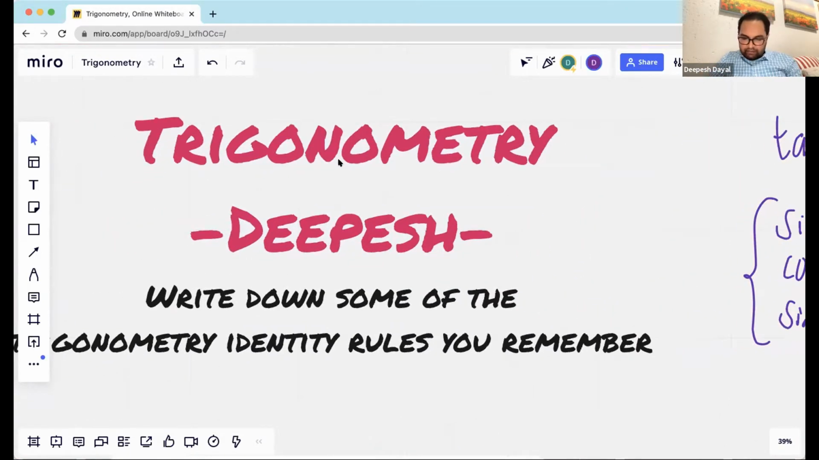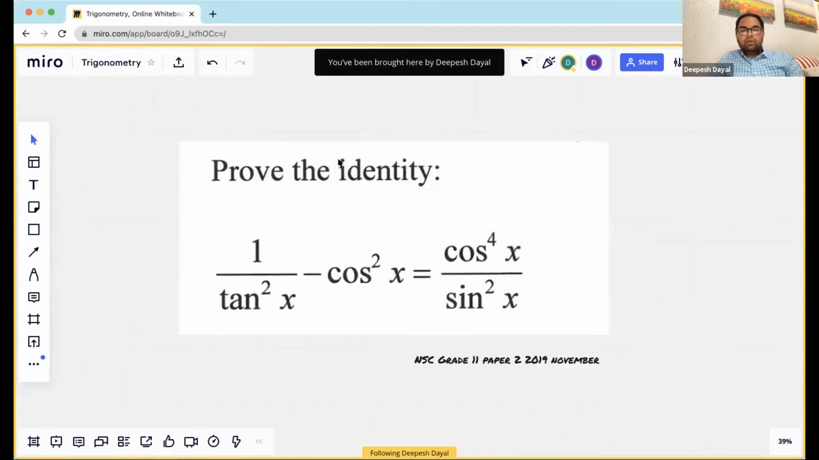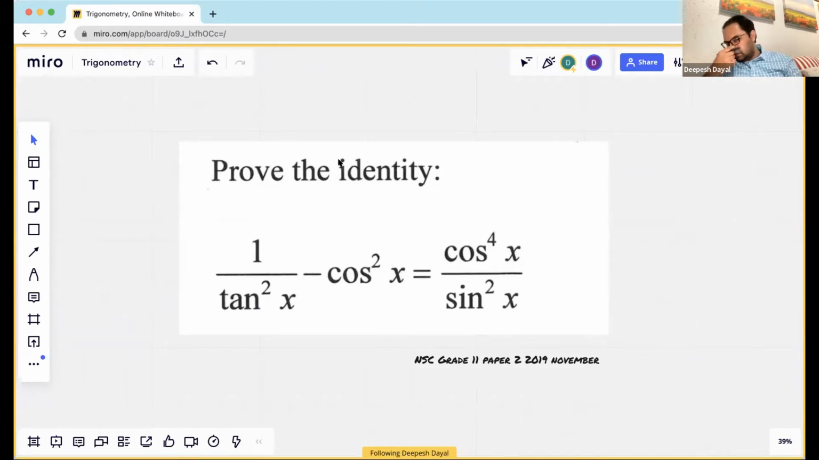Okay, let's have a look. I'm going to give you your first question to try. Prove the identity: 1 over tan squared x minus cos squared x equals cos 4x over sine squared x. Here we are not going to be taking things from the right and the left and bringing them across, but we are going to prove everything on the left-hand side equals everything on the right-hand side.